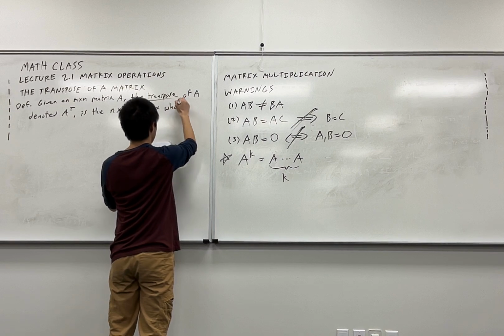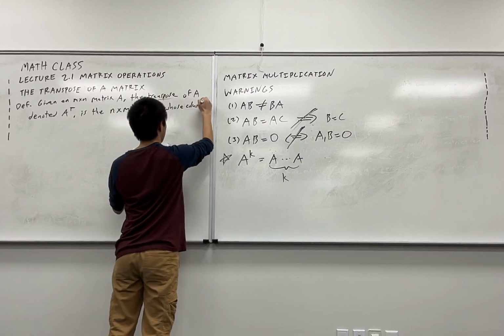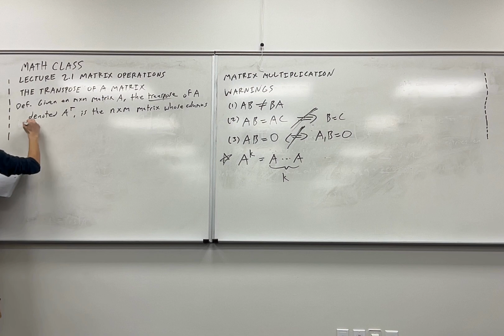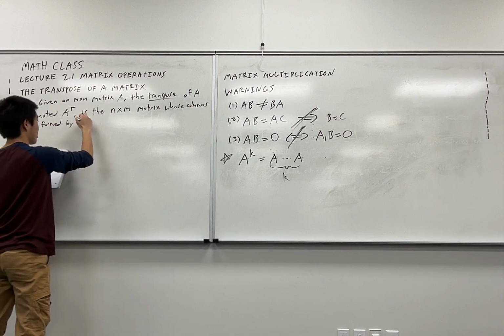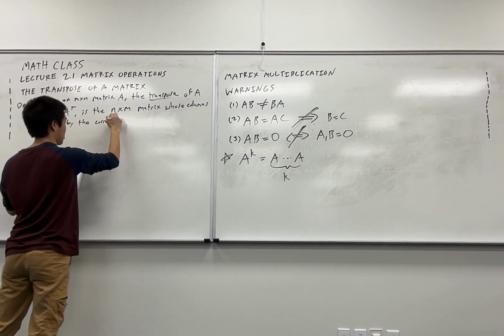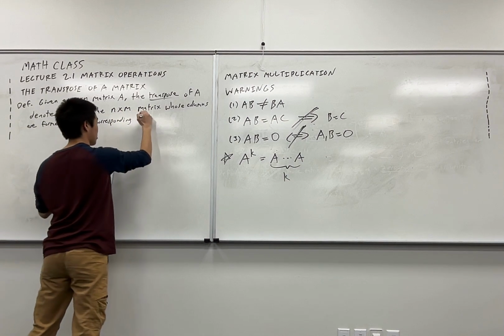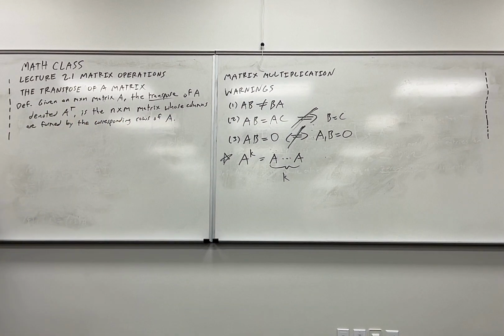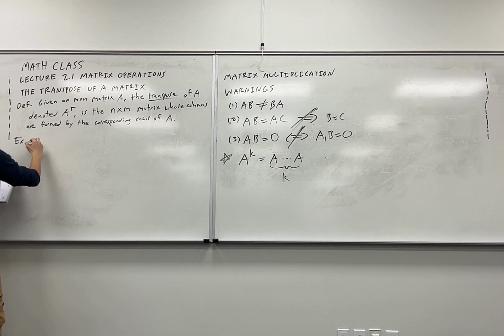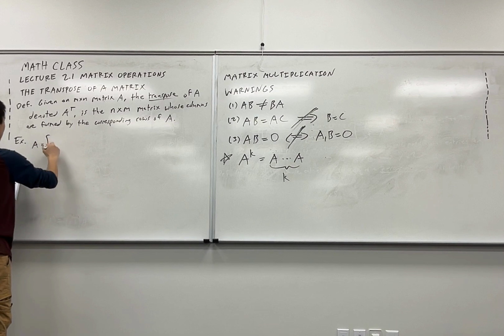whose columns are formed by the corresponding rows of A. So basically, what used to be the row for the original matrix, you take that row and then you stand it on its head and then that becomes a column vector and that's the first column of the transpose. So like, we'll do some examples. This is the one where explaining it with English is pointless and just doing it makes a lot more sense.